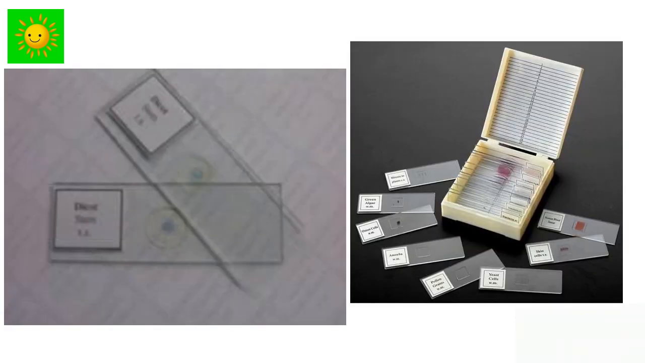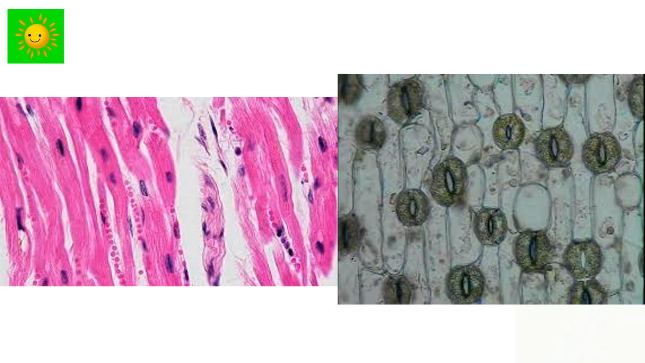As the third activity in this lesson, we need permanent slides of muscle tissue and lower epidermis of a plant leaf. These are the permanent slides, and the second figure shows you how the permanent slides are stored. The first figure shows you the microscopic view of muscle tissue. The second figure shows you the lower epidermis of a plant leaf.